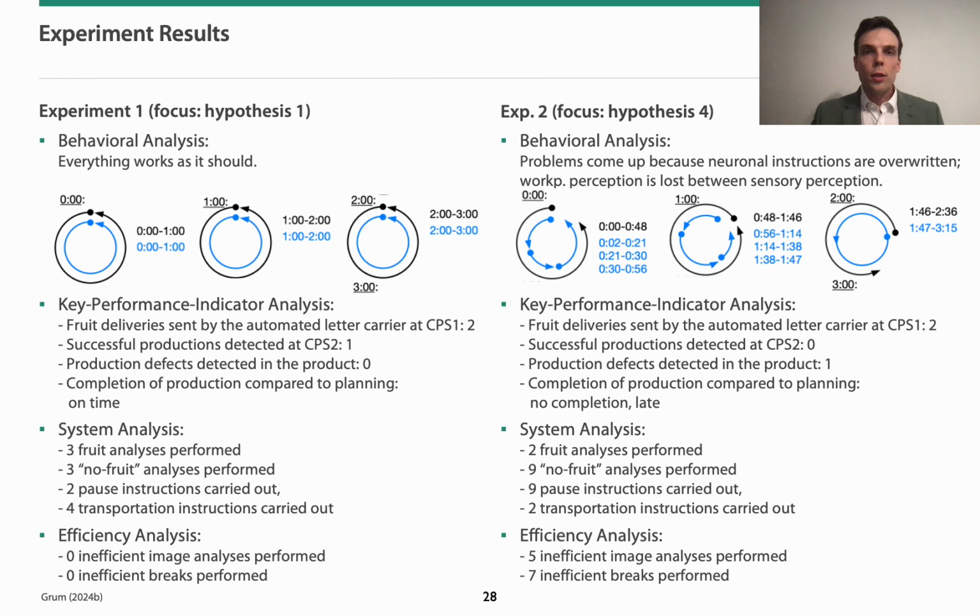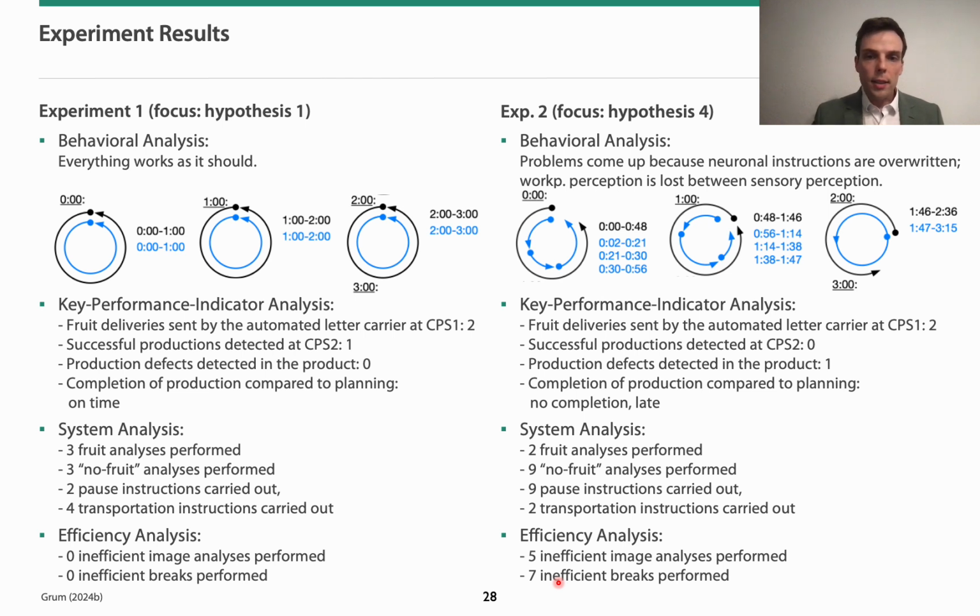The behavioral analysis shows the presence of problems. These come up because neuronal instructions are overwritten. Further, the transport instruction is interrupted because, due to interim activations, the workpiece perception is lost between the sensory perceptions of the systems. In total, we count quite a lot of inefficient analysis and idling tasks. These are not productive. They even disturb the trained production order.